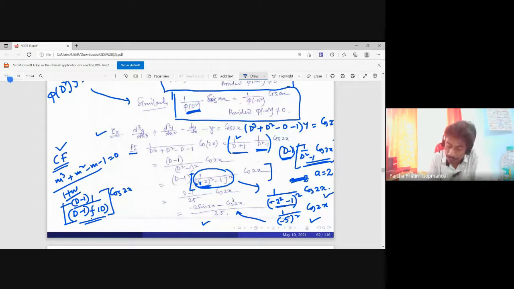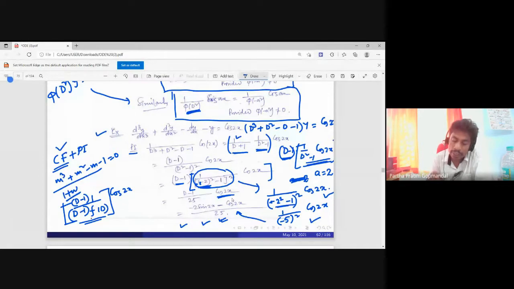Now we have the remaining term D - 1, and you have to operate that on cosine 2x. If you operate D - 1 on cosine, the first is D of cos 2x, that is the derivative of cos 2x, minus cos 2x. The derivative of cos 2x is -2 sin 2x, so it is -2 sin 2x - cos 2x, and the denominator turns out to be (-5)^2, so 25. This is the particular integral. So the answer is complementary function plus particular integral.